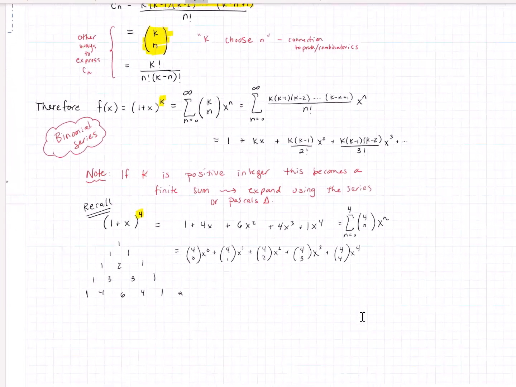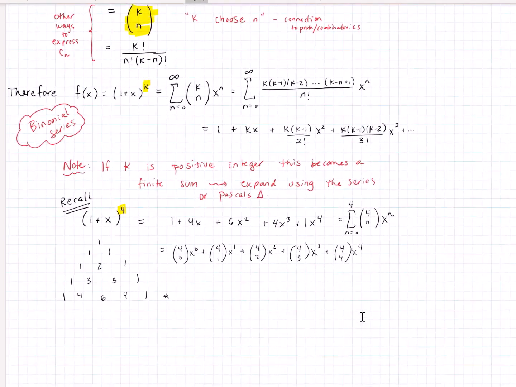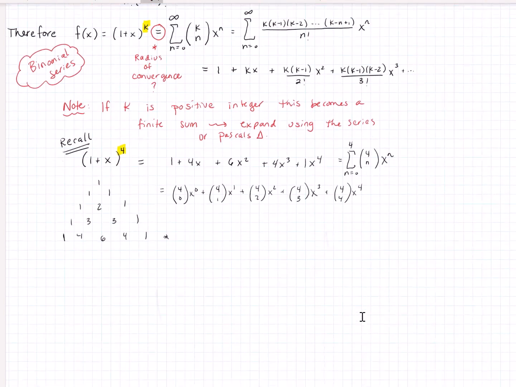Okay, so that was a little side tangent, but let's hop back into the question: when can we do this? When can I use this equality? What is the radius of convergence? When can I make the claim that this binomial 1 plus x to the k is equal to this power series? So let's come back here.